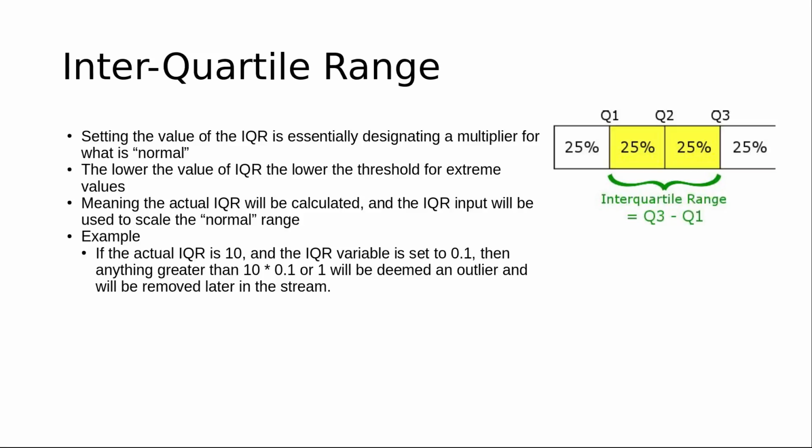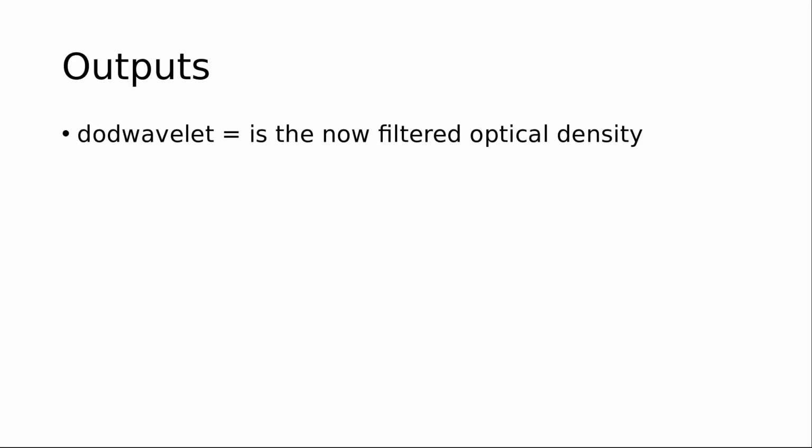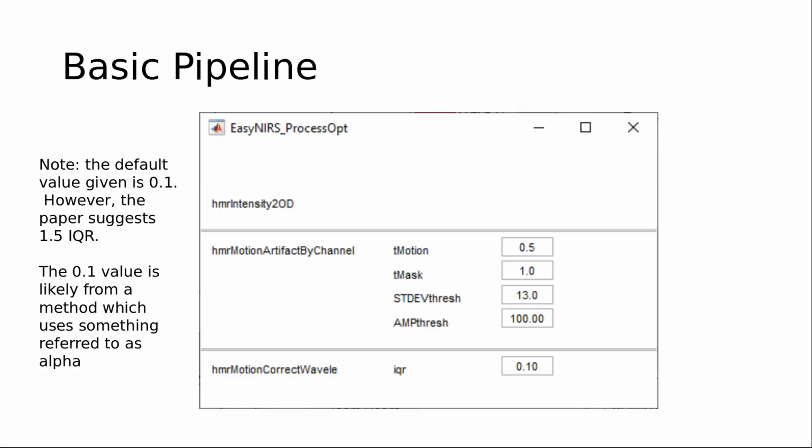The lower the value, the smaller the cutoff value will be, therefore the smoother the data will be. The larger the value, the less outliers you're going to claim, and the noisier the data will be. Your output is going to be just the filtered data, which is called DOD wavelet, and this is what the screen would actually look like.